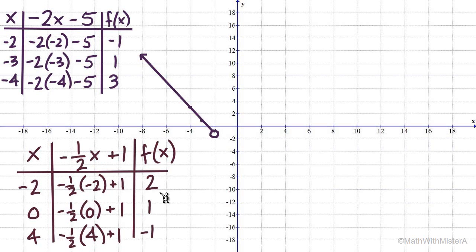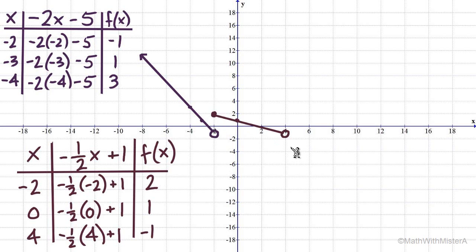Now we have 3 ordered pairs that we can plot for this middle piece. Negative 2, 2, have that point plotted, and then 0, 1, and lastly 4, negative 1. Now remember, what were our x values that we could use in this piece? In between negative 2 and positive 4, and negative 2 was included, but 4 was not. So we have an open circle for x equals 4. Now it's another linear function, so we'll connect those points with a nice straight line.